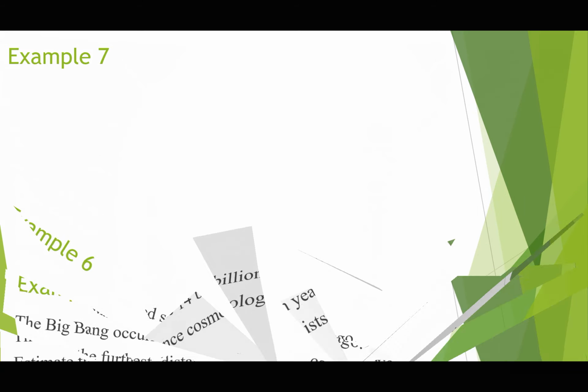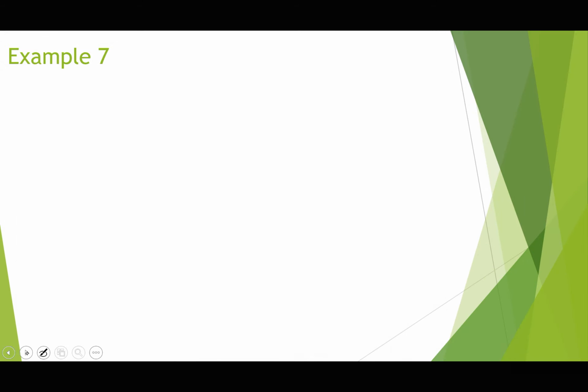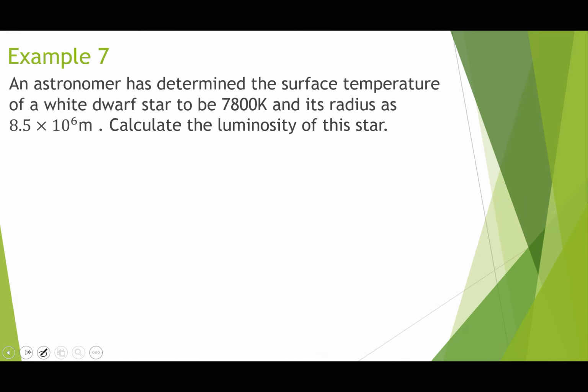Okay, example number 7. An astronomer has determined the surface temperature of a white dwarf star to be 7,800 Kelvin and its radius as 8.5 times 10 to the power of 6 meters. Calculate the luminosity of this star. So they have given us the temperature and the radius, and we want to find the luminosity. Of course, here we are going to use, not Hubble's law, but Stefan-Boltzmann's law.